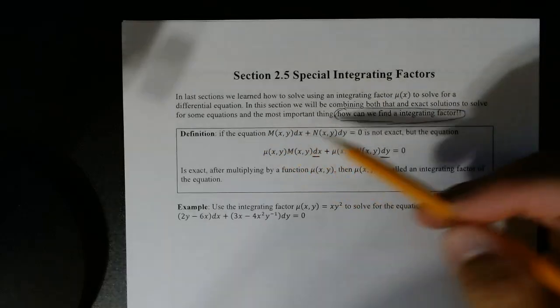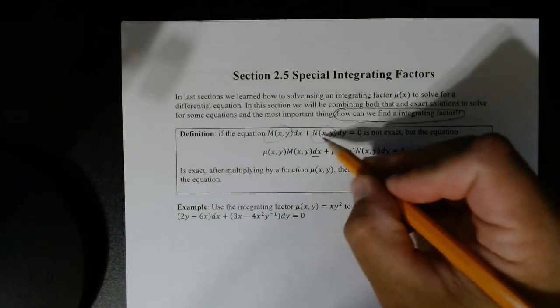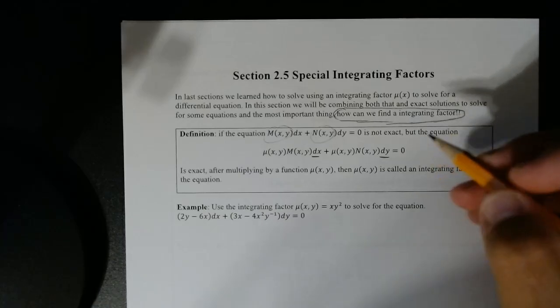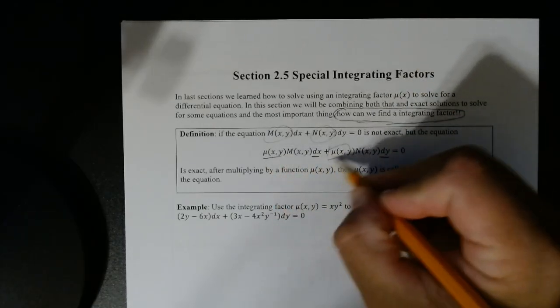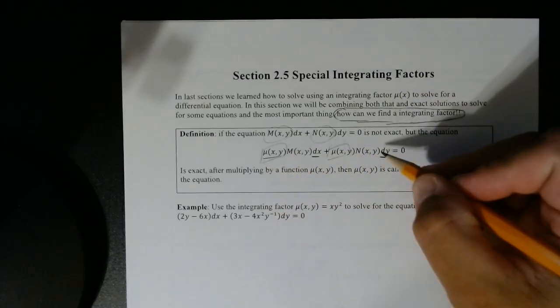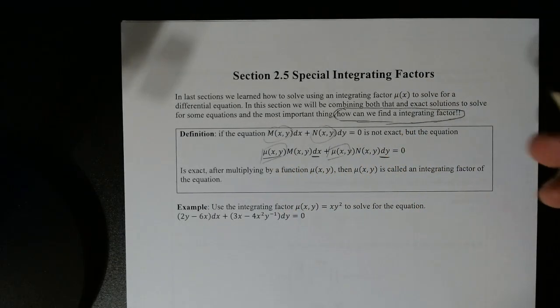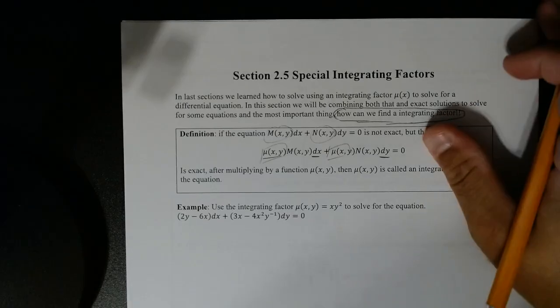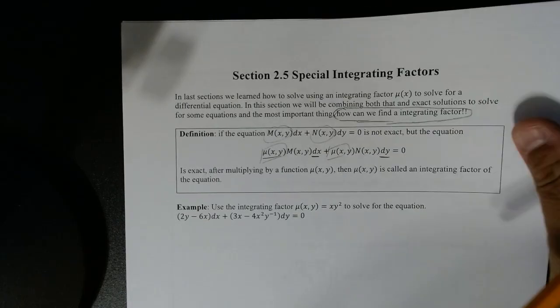If we're given an equation that is not exact, meaning these partial derivatives do not equal one another, then if we multiply the entire equation by some u function, M and N now become exact. That's the nice thing. The question is, how do we find it? But first, let's just see how this would actually work.